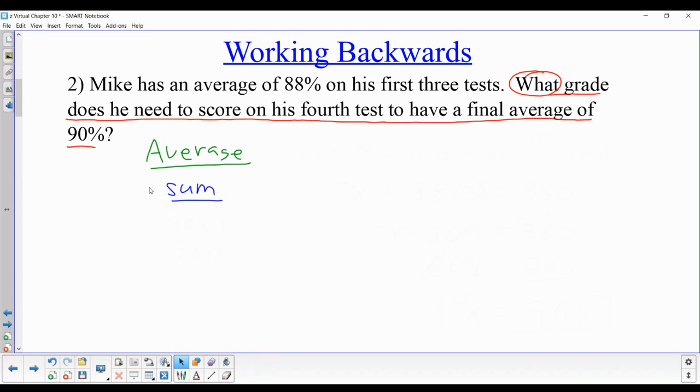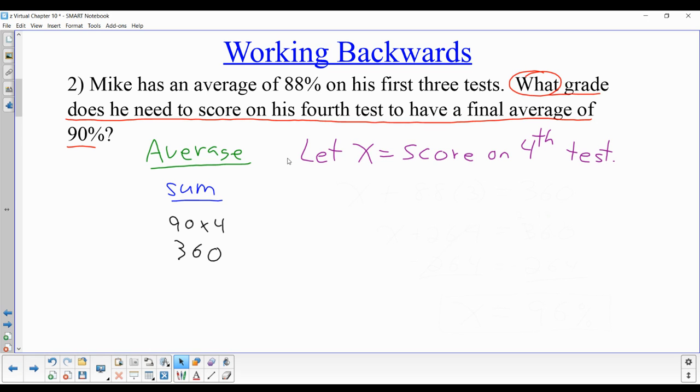We're going to work backwards. The sum would be all 4 tests times the average. So if I want all 4 tests to average 90, I would multiply 90 times 4. The tests need to have a sum of 360 because 360 divided by 4 would give us the average of 90. Once I know what the sum needs to be, I'll write a let statement for the one test I don't know. I will let x equal the score on that 4th test.